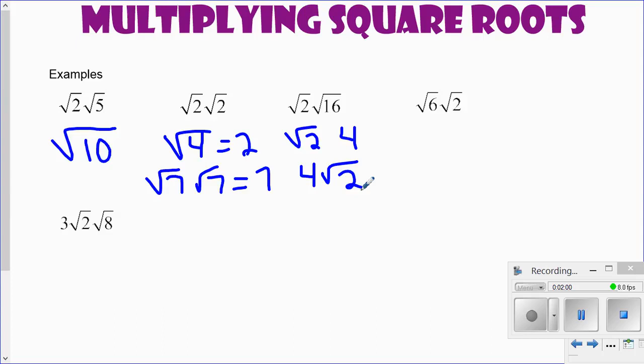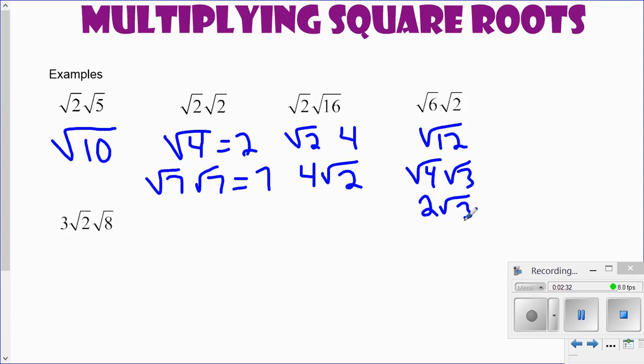Next, root 6 and root 2. Neither of those can be simplified, so I'm going to go ahead and multiply. So that gives me the square root of 12. But I'm not going to stop there because I'm noticing square root of 12 can be simplified. So using the rules that we talked about before, I'm going to find the highest perfect square that goes into 12, and that's 4. So square root of 4 times the square root of 3, because 4 times 3 is 12, and the square root of 4 is 2, so 2 square root 3 is the final answer.